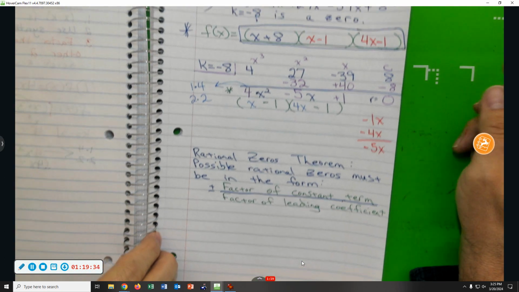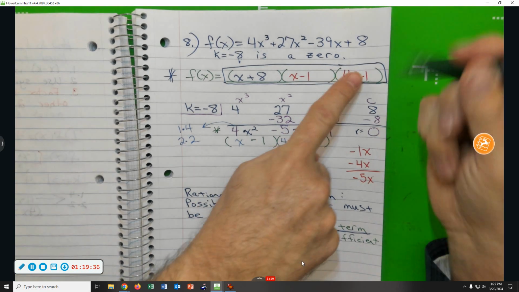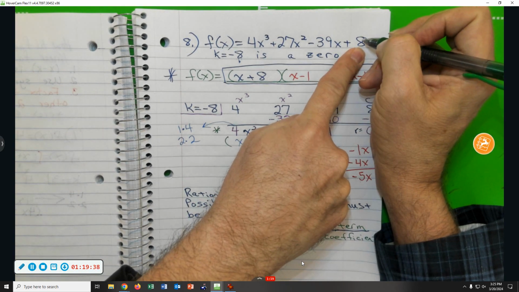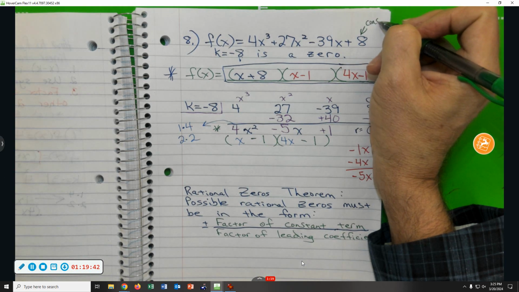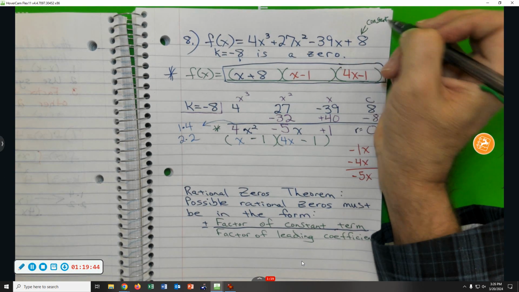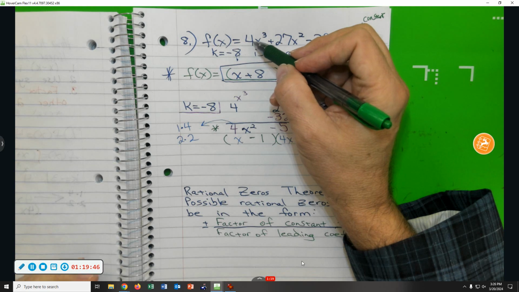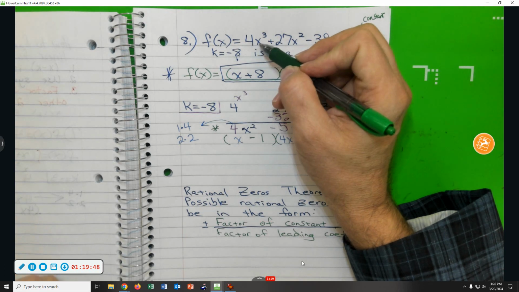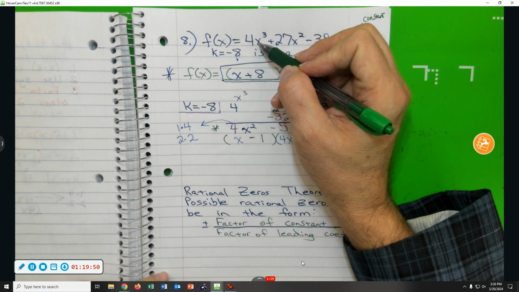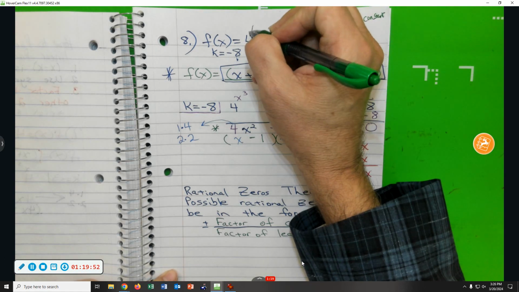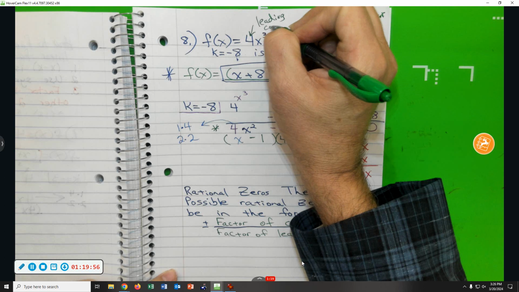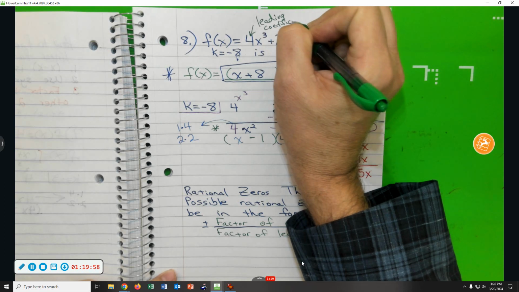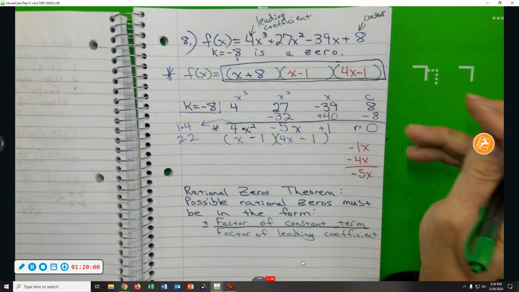Let me show, looking at this, remember, this is the constant. The thing that doesn't have a variable is the constant. And leading always means what? The one that has the biggest exponent, the coefficient of the term with the biggest exponent, that 4 is the leading coefficient.